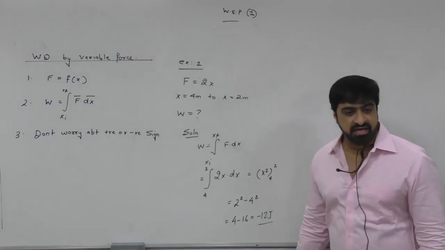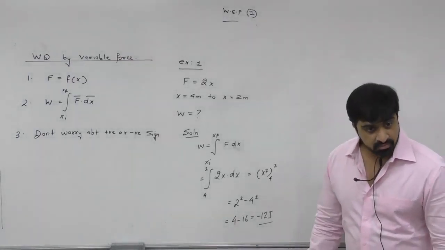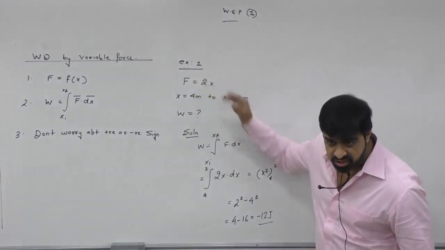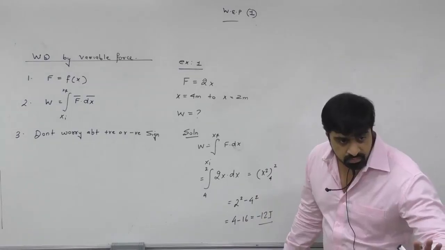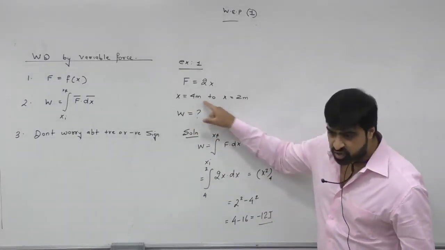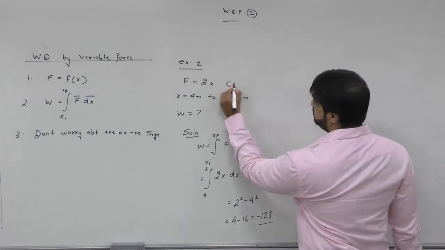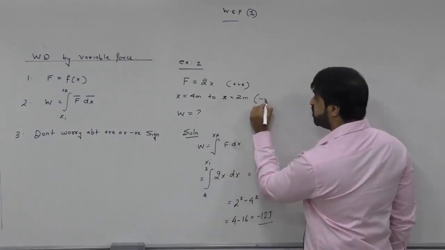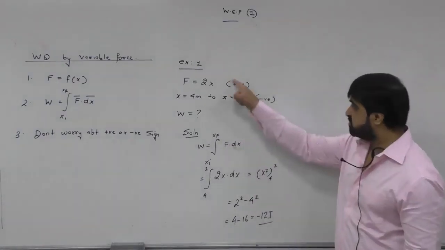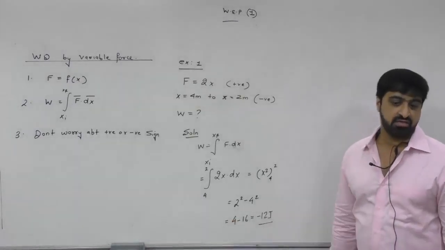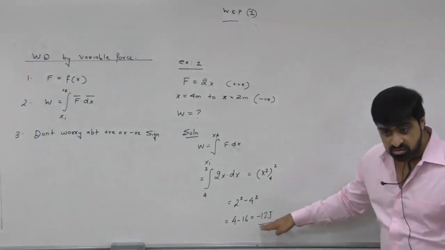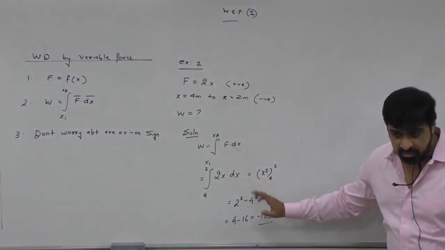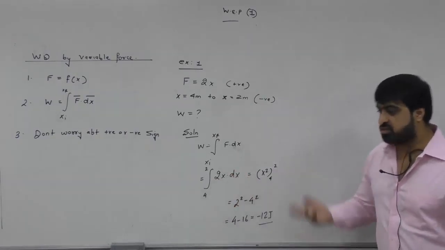Sir, I understood mathematically, but I didn't understand the concept. Very simple it is. The force is plus or minus? It is a positive function. Displacement from 4 to 2 is negative or positive? This is a positive force, and the displacement going from 4 to 2 is negative. Work done is this into this, so positive into negative will come negative. It means this much is the gain of energy. 12 joules is the gain of energy that is supplied to someone, taken by someone.